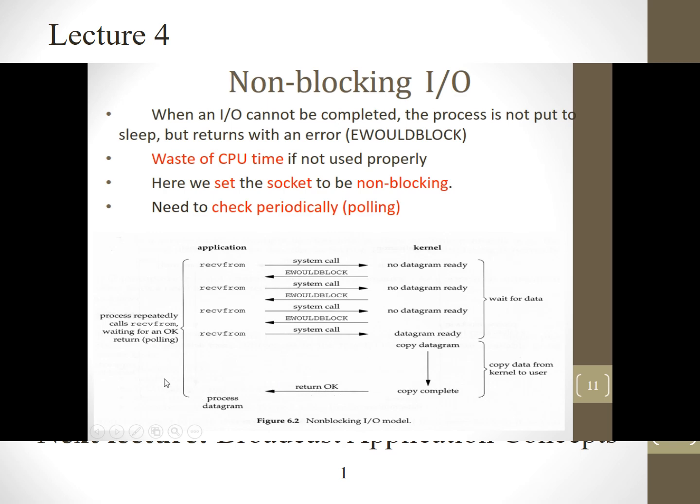So this was polling and this was non-blocking I/O, and this would be considered a waste of CPU time. When is it considered a waste of CPU time? If this model is not used properly. If we use this model properly, we will not consider it a waste of CPU time or a waste of resources.